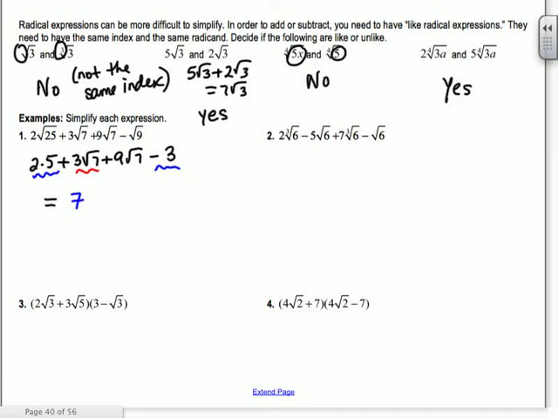Then I get 3 root 7 plus 9 root 7. So think of them like x's. If you had 3x plus 9x, could you add them? Yeah. You would get 12x. So this is plus 12 root 7. And that's your answer.